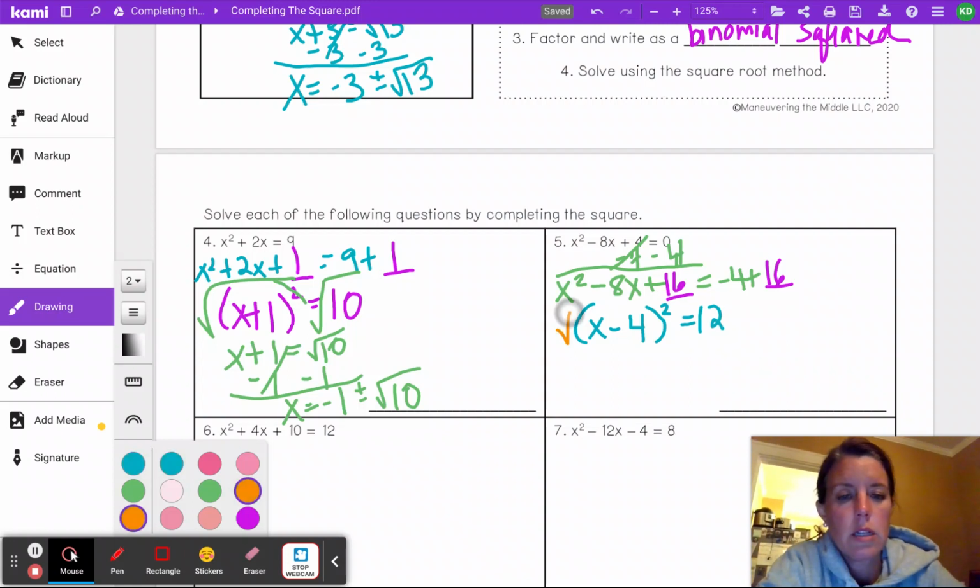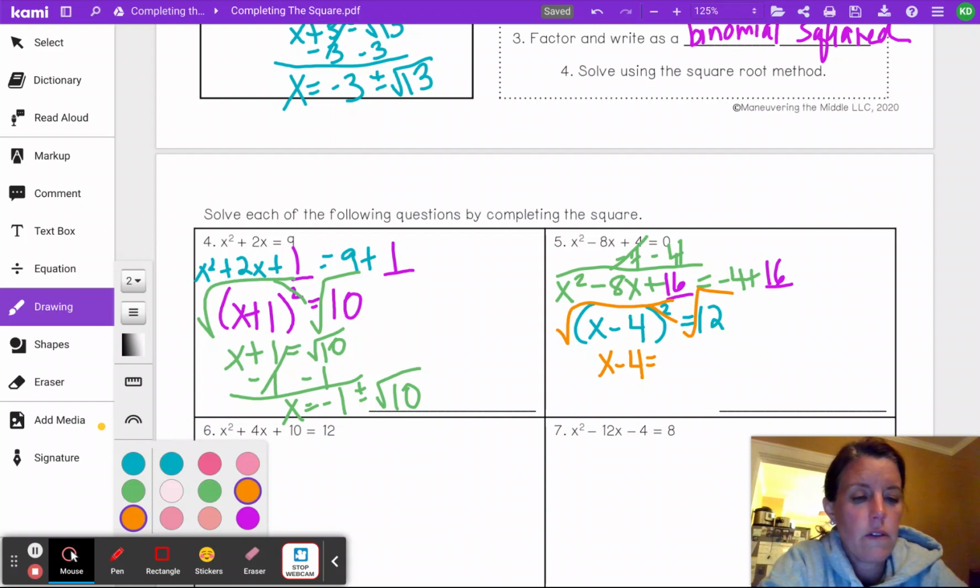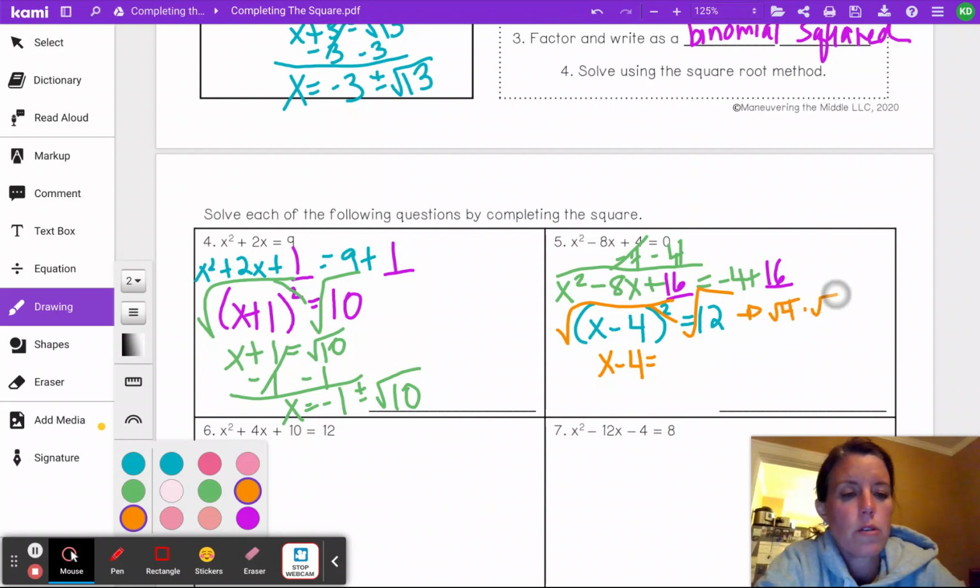So let's go ahead, square root both sides. X minus 4 equals, before I write that, let me think if there are any factors that could help me simplify this. So 12 and 1, 6 and 2, and then there's 4 and 3. So 4 is a perfect square, so we can simplify it. That's the same thing as square root of 4 times square root of 3. Square root of 4 is 2, so it'll just be 2 square root of 3. That would be the simplified version of that. So x minus 4 equals 2 square root of 3.